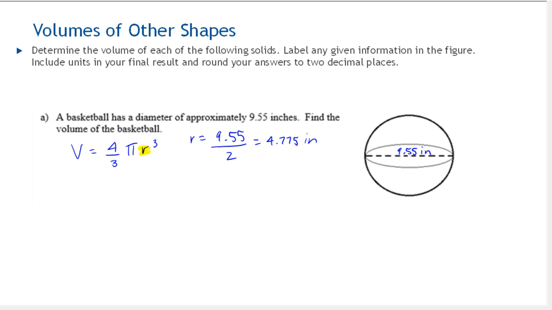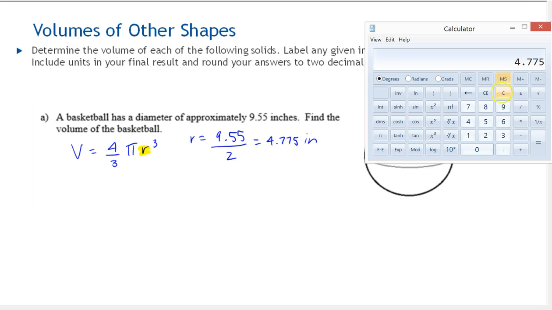So let's put this in the calculator. Okay. So first I want to put 4/3. I'm going to do this in one long string using parentheses. I'm going to put 4/3 in parentheses times, then we want to multiply by pi. I'm going to use the approximation of 3.14 times, and now I'm going to put the radius in parentheses and cube it.